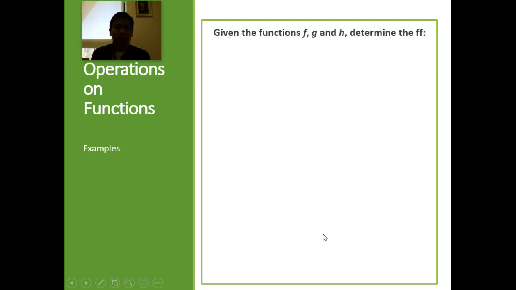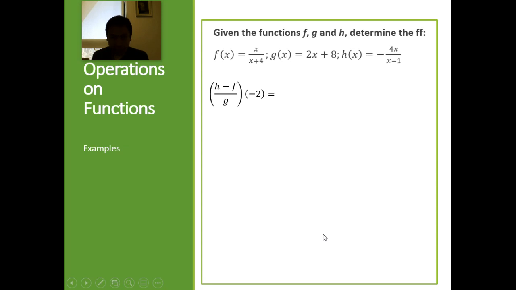Now, remember that for functions such as these, you can combine multiple functions. You can perform operations on more than two functions. So here goes. What will be h minus f over g of negative 2? So negative 2 becomes the input for h, f, and g. And then you get this value, negative 5 over 12. So it's just substituting the value for x.